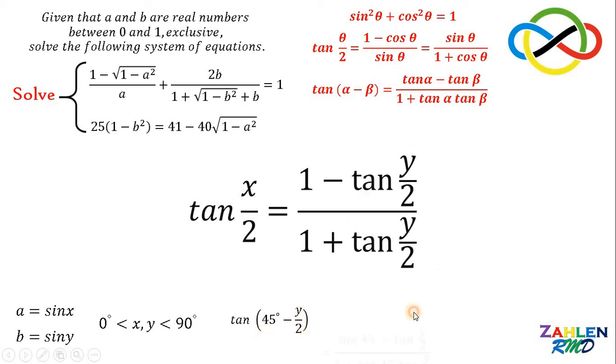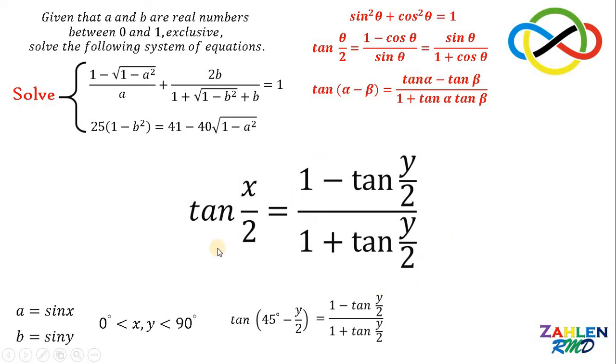Now, using this identity, we have (tan 45° - tan(y/2)) / (1 + tan 45° tan(y/2)). Take note that tan 45° is equivalent to 1. Thus, tan(45° - y/2) is the same thing as (1 - tan(y/2)) / (1 + tan(y/2)). And that's exactly the term in the right-hand side of our equation.